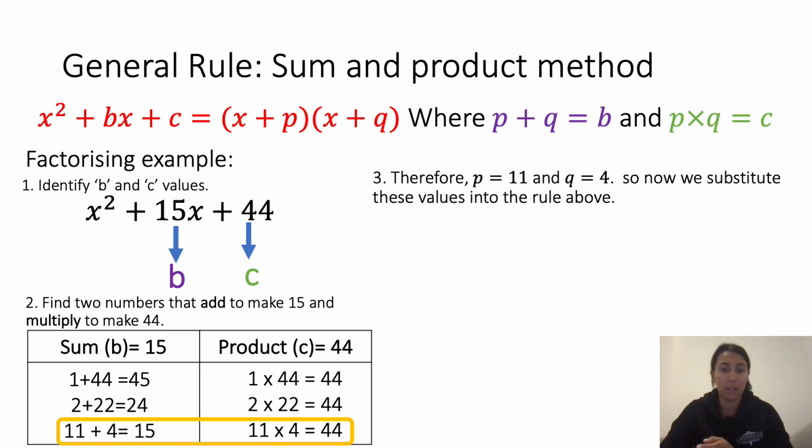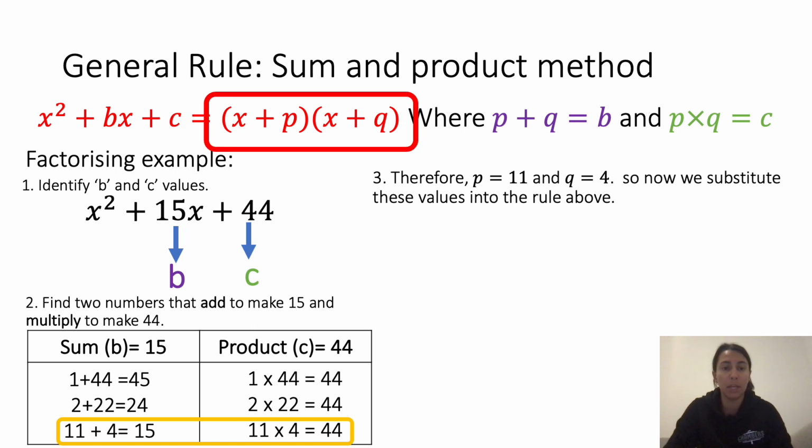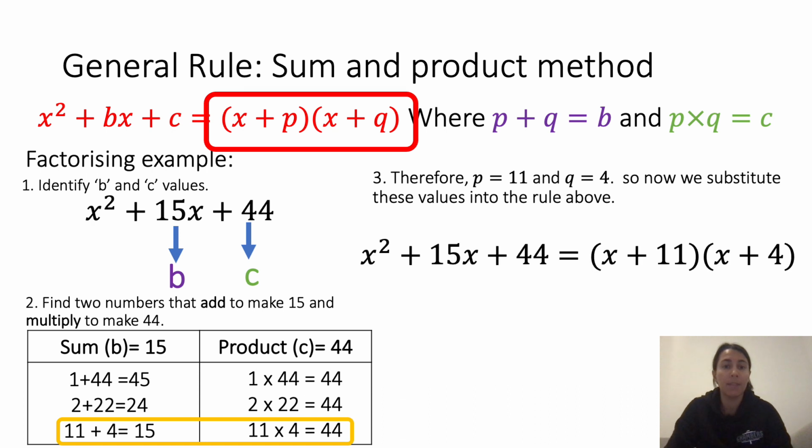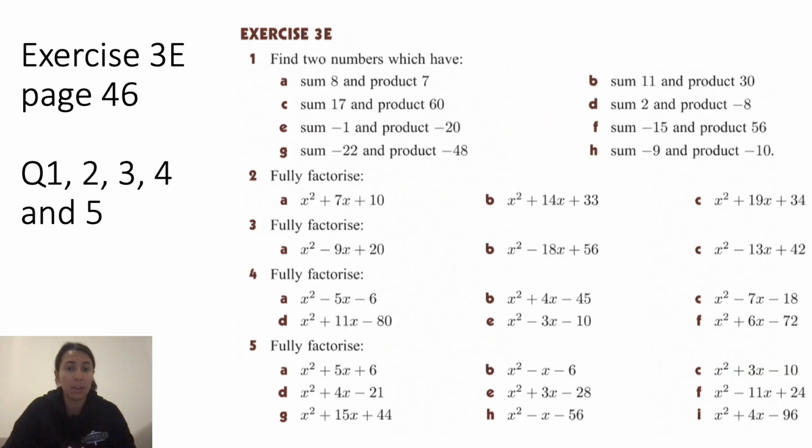If you had them the other way around, so p equals 4 and q equals 11, that doesn't matter. As long as you've allocated one of your values as p and one as q, that's fine. And then we substitute it into our rule up here. So it's going to look like x plus 11, x plus 4. And it's that easy.